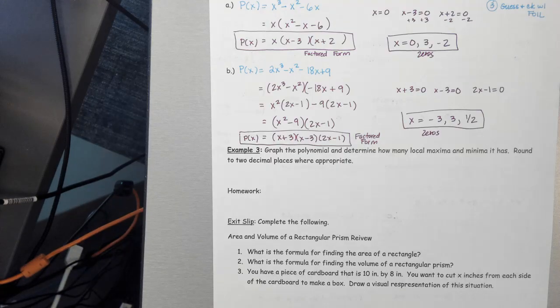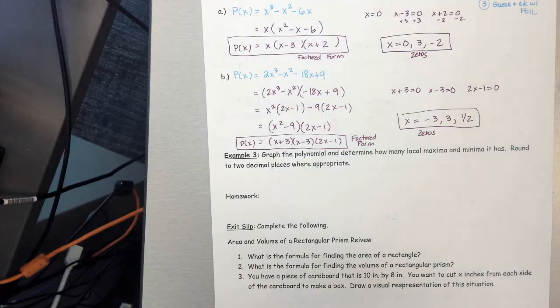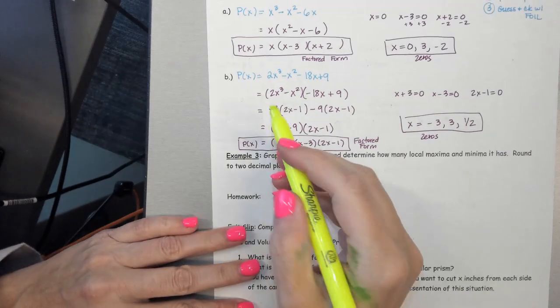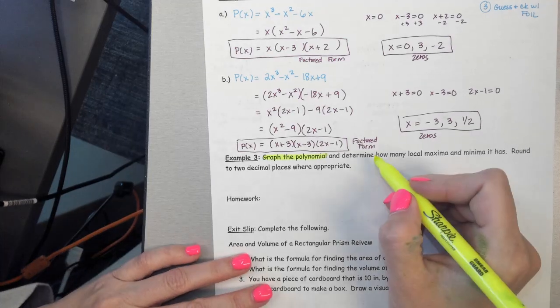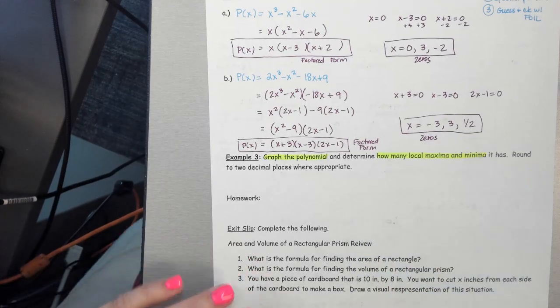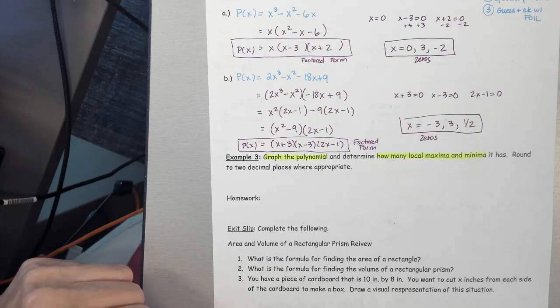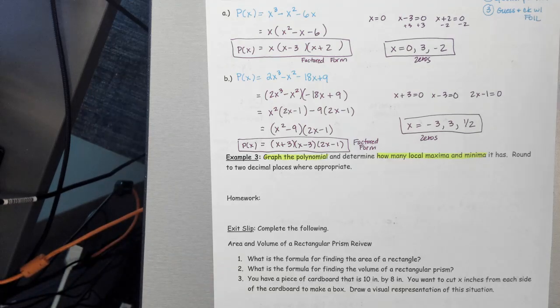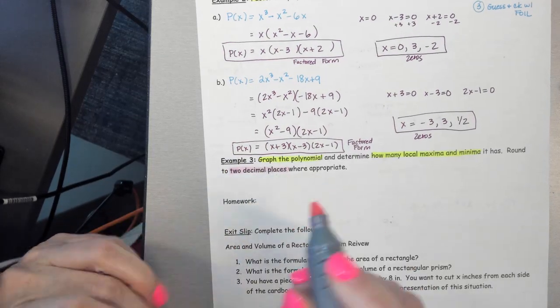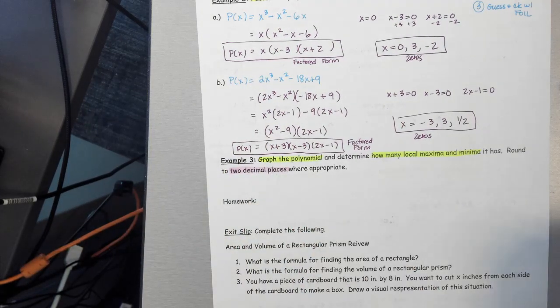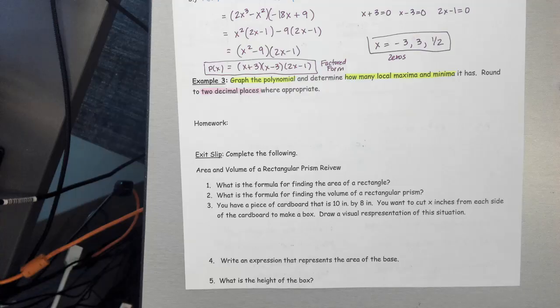All right, and then for example 3, you are going to graph the polynomial. Then you're going to determine how many local maxima and minima it has. And then we are going to round to 2 decimal places where appropriate. You are going to have the option to do decimals or your graphing calculator.